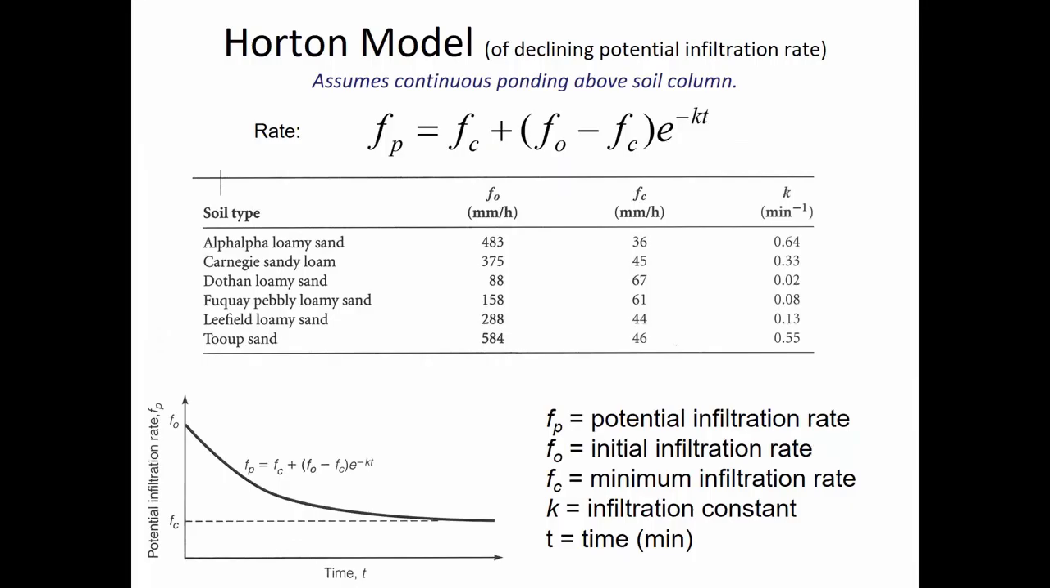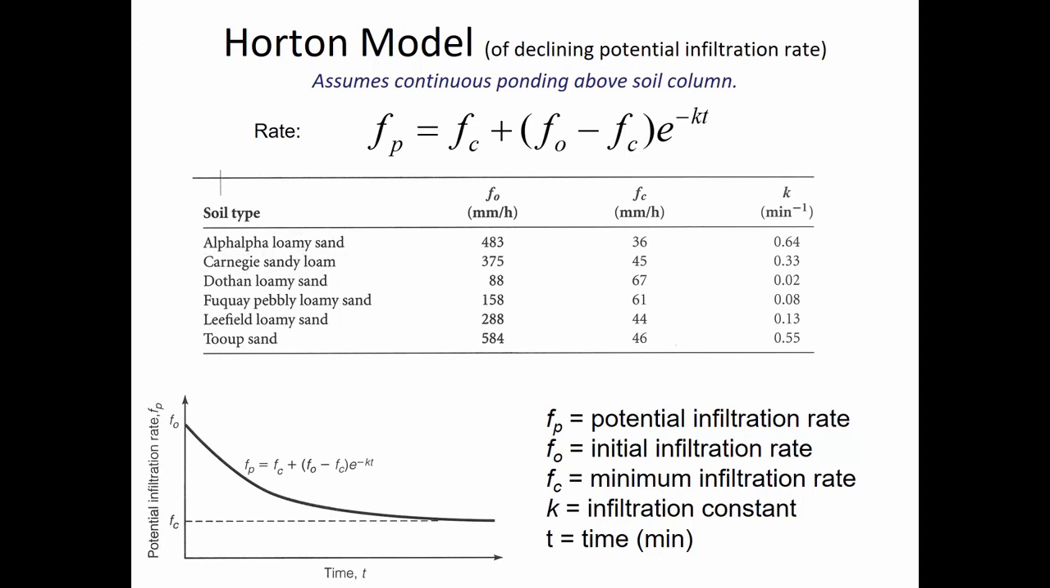It's a lot less sophisticated, but the Horton model just is an empirical representation of the shape of this curve, and it's based on observed behavior in different types of sand and loams and clays and so on, where you look up the minimum infiltration rate. That's what this F sub C is. It's like as low as it gets. And then the initial infiltration rate, and then tries to connect the two with a curve.